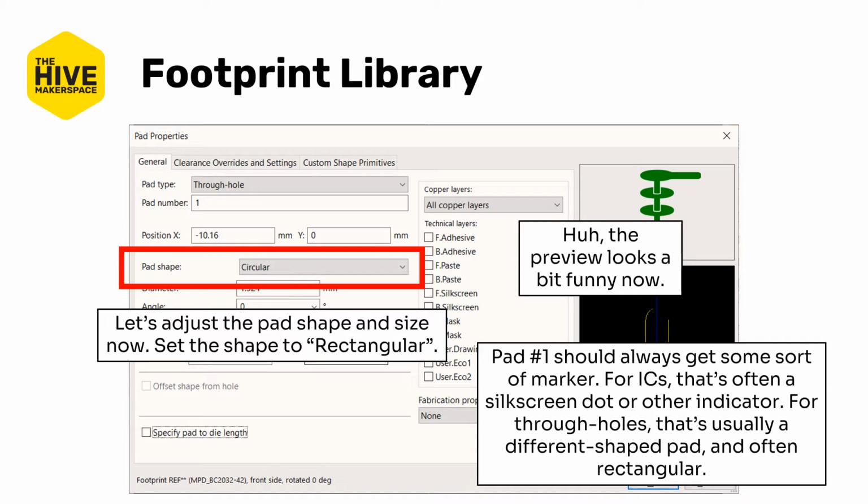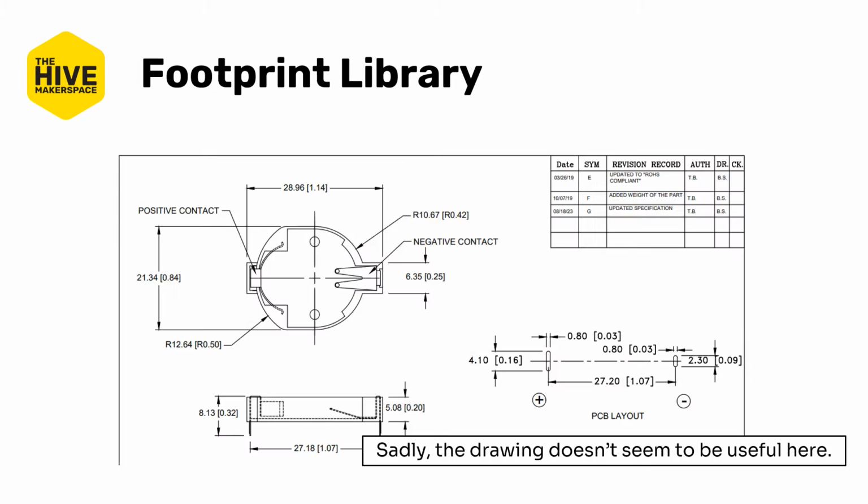So pad 1 of any footprint is always going to have some sort of marker. For an IC, that's typically going to be a silkscreen dot or a star or a little triangle. But for through holes, that usually means a different shaped pad, often rectangular, or square, or octagonal. So how big should the pad be? Sadly, the drawing isn't very useful here.